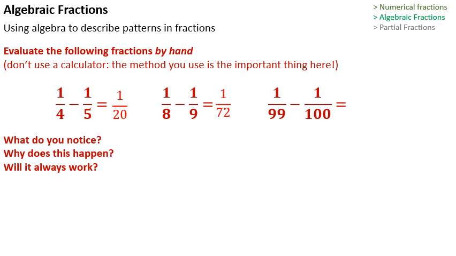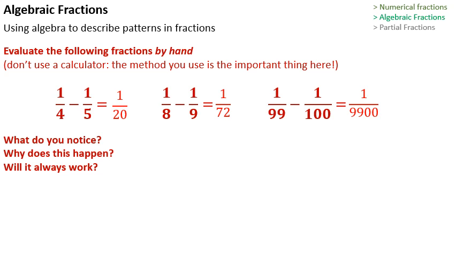The next one's similar. We get 1 over 72. And the last one, again, 1 over 9,900. Now, hopefully you got the same answers as me. Hopefully you've noticed some interesting patterns within those. You might have noticed some completely different things to what I'm going to focus on, but one particular pattern within the questions is that the second fraction is always just a little bit smaller than the first.